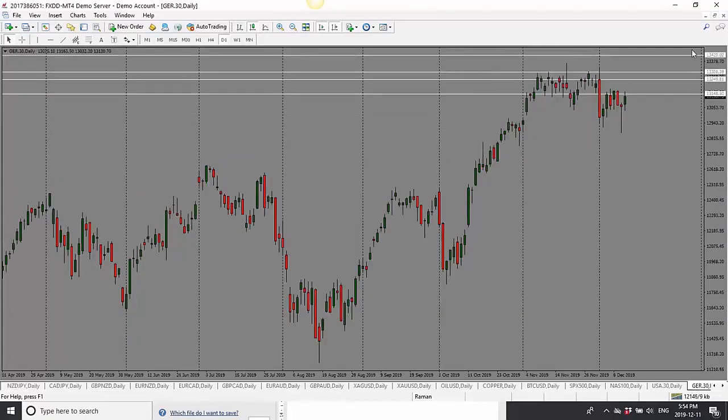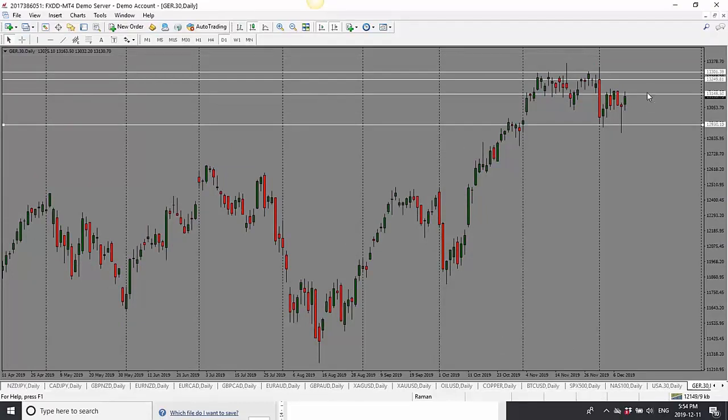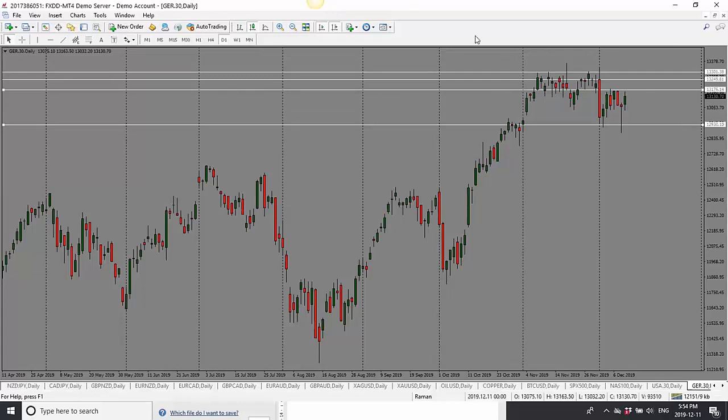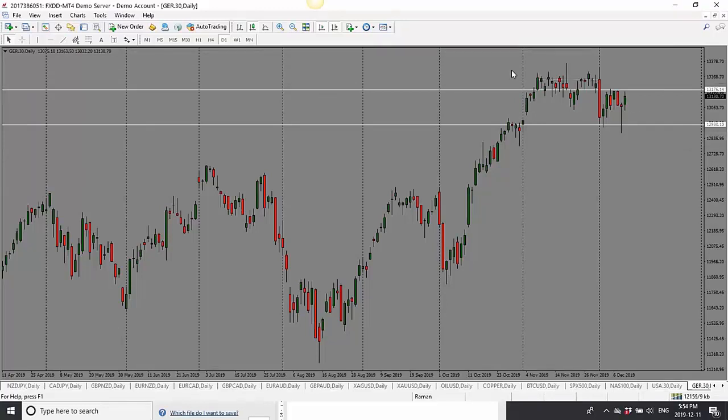DAX here, DAX hasn't really done a whole lot either. It did go up towards the high, hasn't really broken through the high at this point. Price is just going sideways here. So I would say bias is neutral. I'm looking for price to move back into the range here. So neutral bias for DAX.